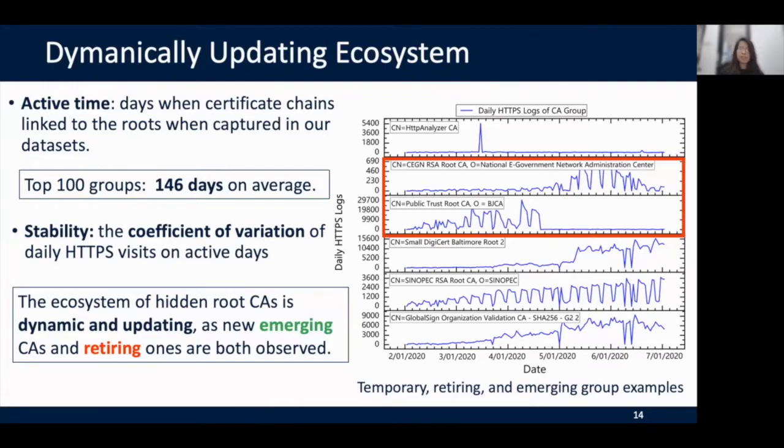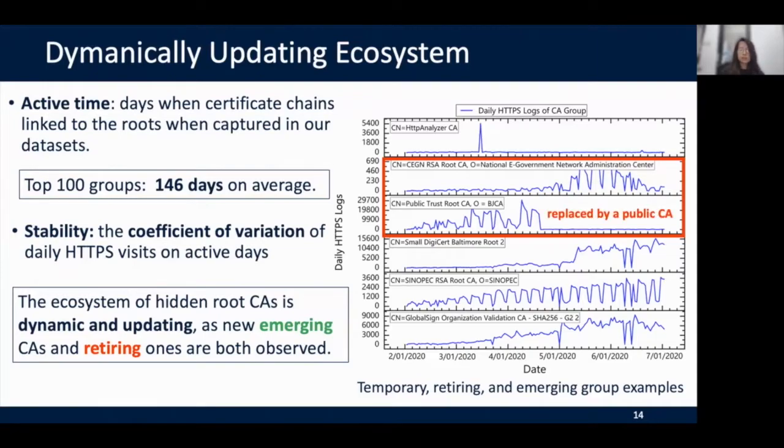Take BJCA as an example. Its traffic mainly came from a government website. However, in April 2020, the website changed to use certificates signed by a public root. Since no other websites use BJCA to issue certificates, at least from our point of view, it has been retired.